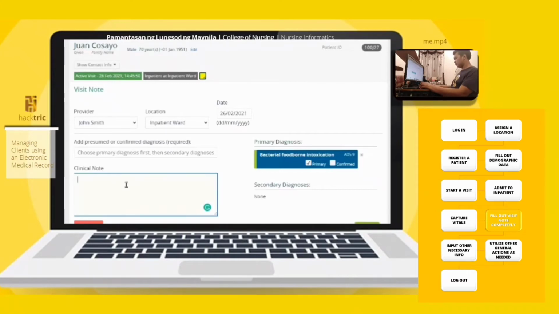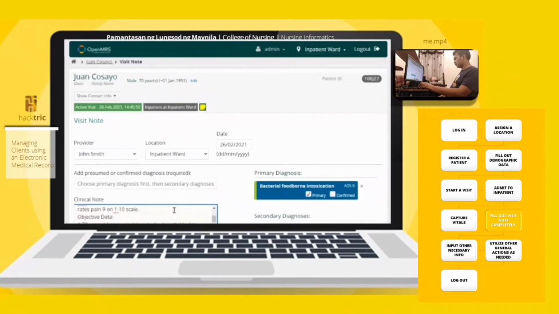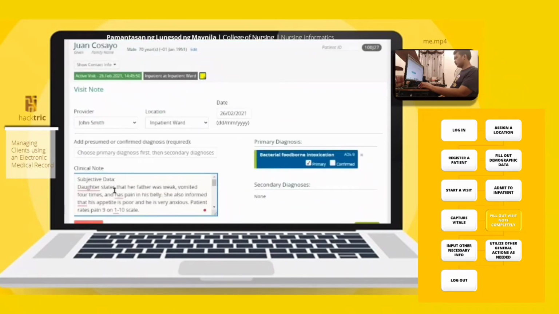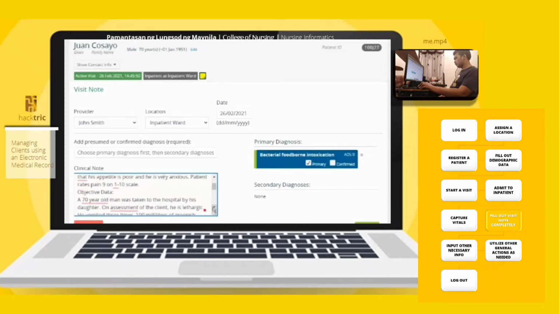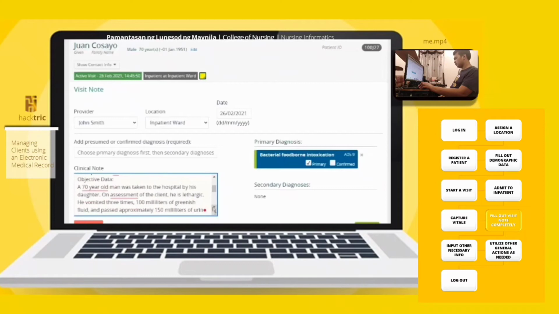Let's input all our subjective and objective cues, making sure that we only input all necessary information in a brief manner. So subjective data, daughter states that her father was weak, vomited 4 times, and has pain in his belly. She also informed that his appetite is poor and he is very anxious. Patient rates pain 9 on 1 to 10 scale. Objective data, a 70-year-old man was taken to the hospital by his daughter. On assessment of the client, he is lethargic. He vomited 3 times, 100 milliliters of greenish fluid, and passed approximately 100 milliliters of urine in the urinal. His temperature is 102, pulse 80, respiration 22, and blood pressure 140/80.